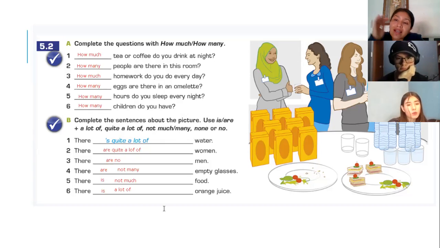Okay, I'm going to use a lot of to express that there is a big amount of that thing, could be countable or uncountable. I'm going to use quite a lot of to say that there is a big amount, but a little bit less than a lot of. O sea, un poquito menos de mucho, but it's still a big amount. And then I have not many for cuando no hay mucho, contable, right? And I'm going to use not much cuando no hay mucho, no contable.